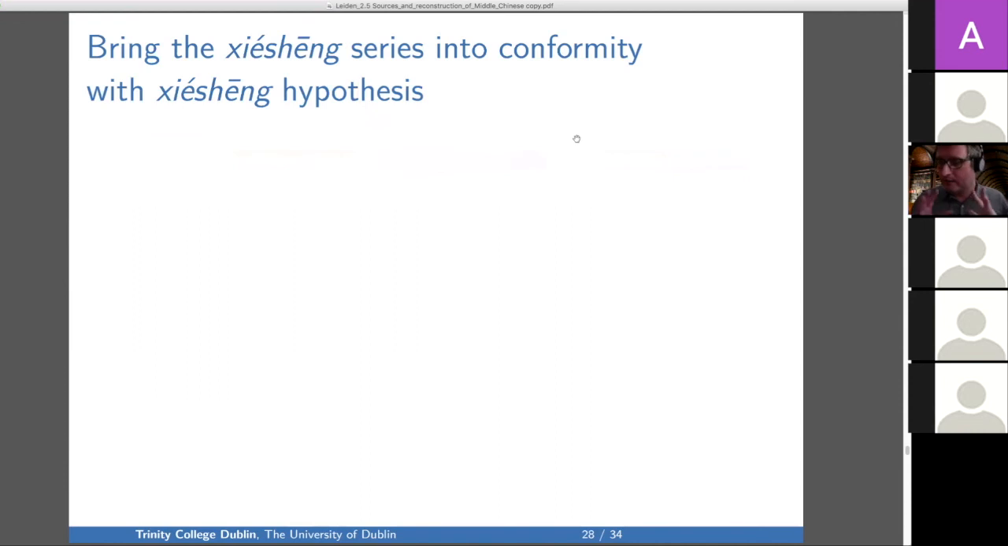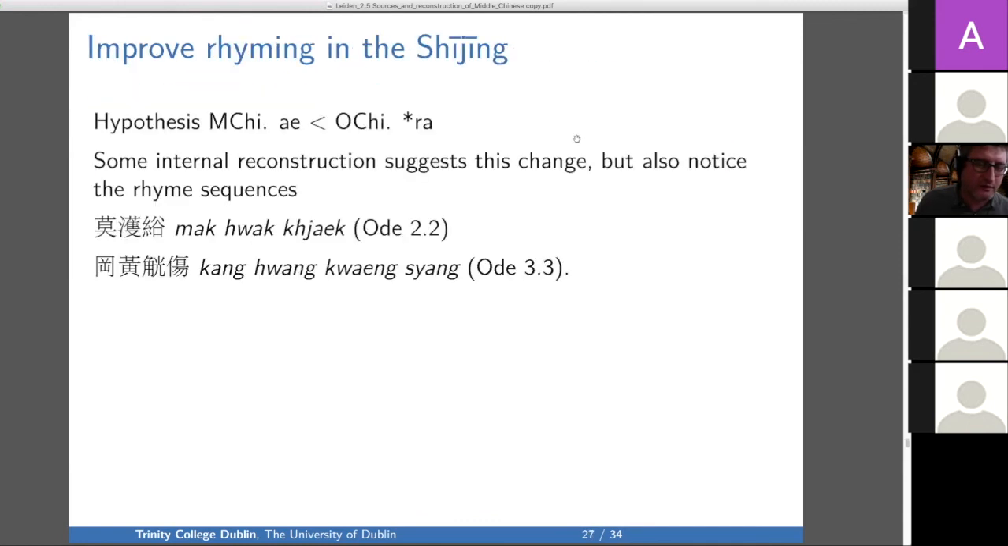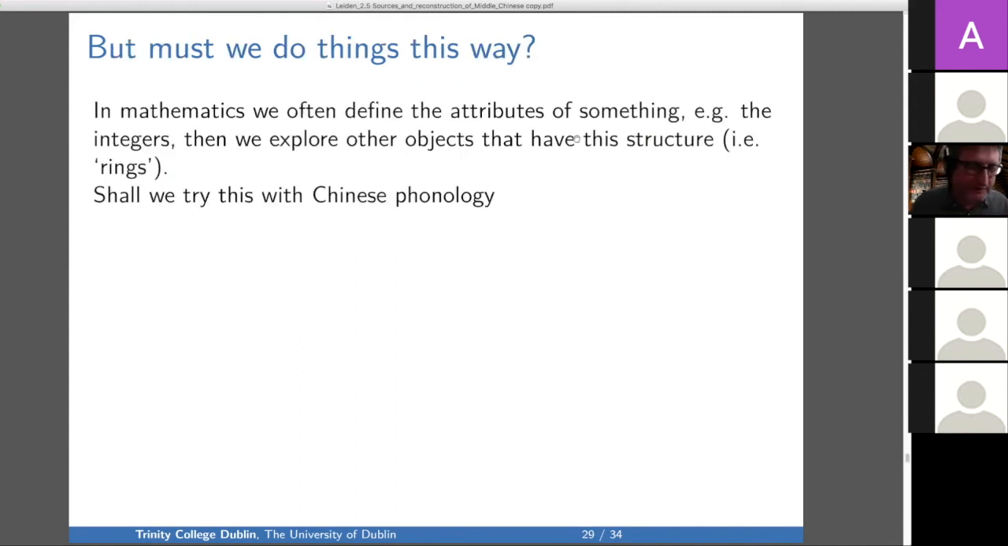So that's again just, going back to the very beginning, saying we internally reconstruct Middle Chinese in a way that improves the analysis of the Shijing. And now bringing the Shijing series into conformity with the Shijing hypothesis.